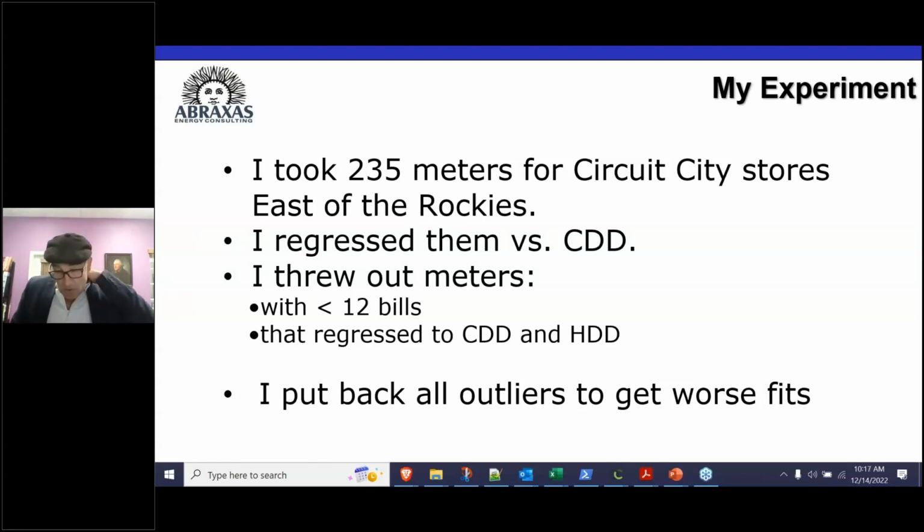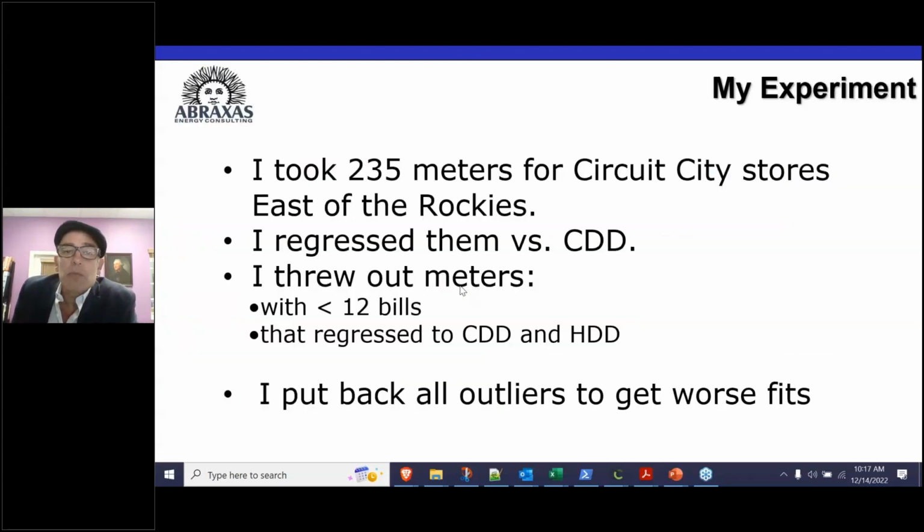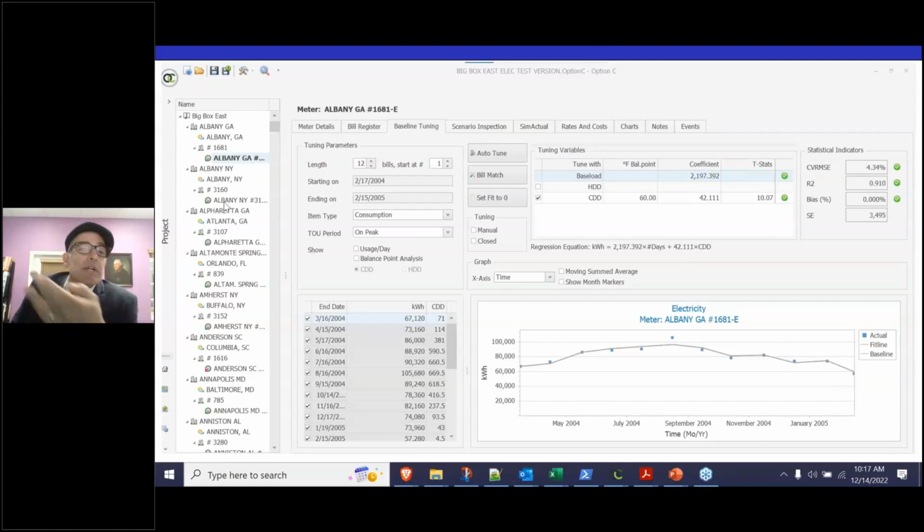Okay, now there's also outliers here and there, and I put them all back in. So I wanted to have bits that were less good. Less good means worse R squared and worse CVRMSE. And this is the software I use. This is actually the project. These are all the different meters, etc.